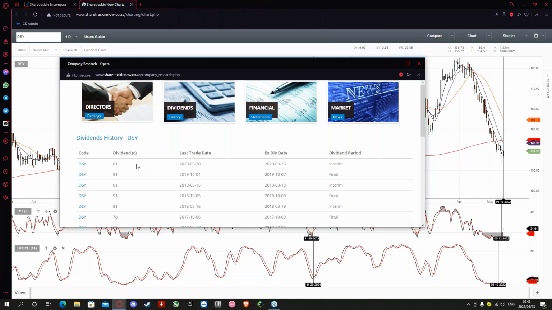So you get three types. You get a final, which is usually with the final year-end results. The interim would be in the middle of the year, and then a special. If the company is really doing good, sometimes they will do a special as well. If you look at BTI, for instance, British American Tobacco, you'll see they will usually have an interim, special, final, interim, special, final, interim, special, final. Okay, until a certain time period they stopped with that, and now it's only interim and final.